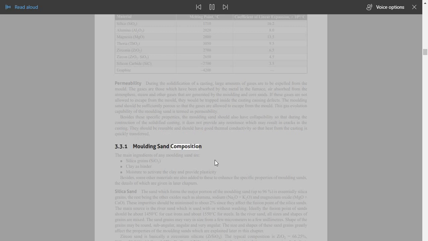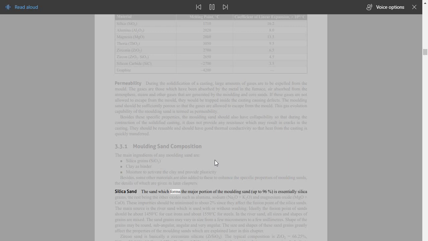Sand composition. The main ingredients of any molding sand are silica grains, SiO2, clay as binder, and moisture to activate the clay and provide plasticity. Besides, some other materials are also added to these to enhance the specific properties of molding sands, the details of which are given in later chapters.